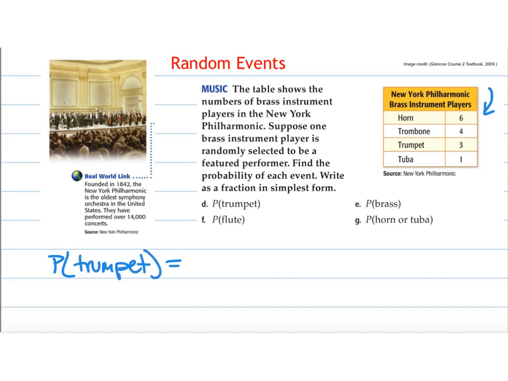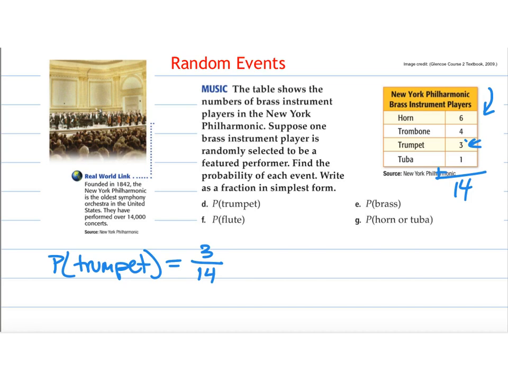So I look and I see that there are 3 favorable trumpets. So that's my numerator. But I need to know the total possible. So what I'm going to have to do is figure out all of the players. I'm going to have to add up all of these. So then I have 10, 13, 14 total. So that's important for me to know my total possible. So then I get 3 out of 14. 3 and 14 don't share any factors. So the probability of selecting a trumpet player is 3 out of 14.